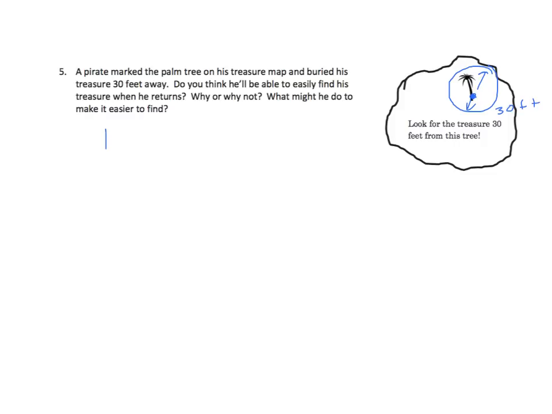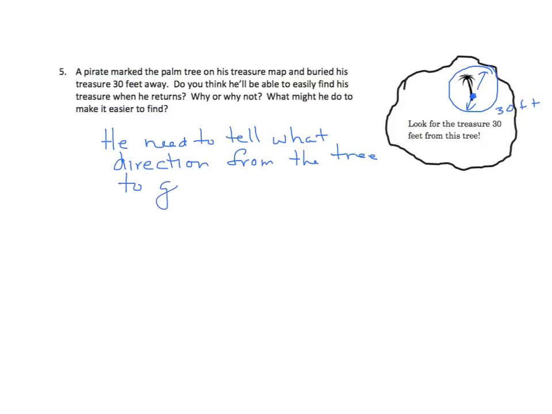What do we need to do? He needs to tell what direction from the tree to go. So he might say 30 feet to the north, 30 feet to the south, east, west, northeast, whatever, but he needs to give a direction.